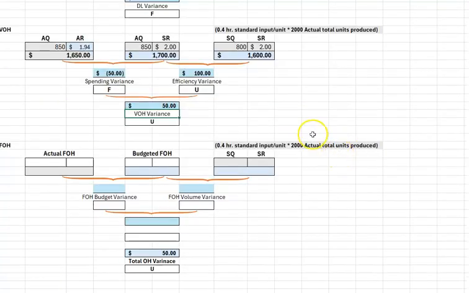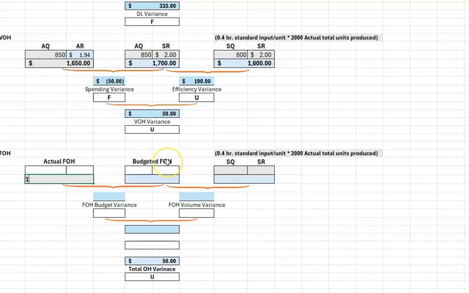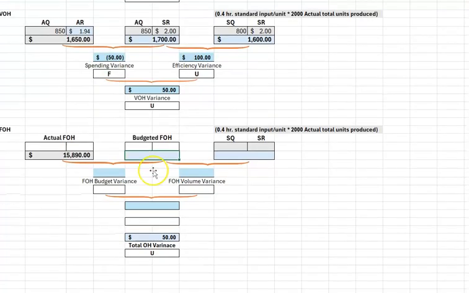Now, when it comes to fixed overhead, you can see that I've moved my chart around here. Okay, I've changed the heading. I still have actual fixed overhead on the far left-hand side, and this amount is provided to us, $15,890. But for my fixed overhead budget variance, I'm comparing my actual to my budgeted, okay? And my budgeted amount is also given, $15,800. So for fixed overhead, I'm comparing my actual to my budgeted, and I can see I spent $90 more than I thought I was going to, so it's an unfavorable variance, okay?